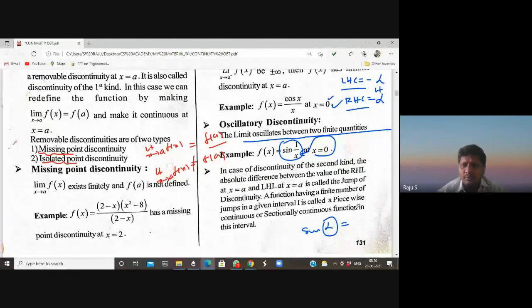We don't know. Anyhow, we know that sin infinity is a finite value. Maximum is plus 1, minimum is minus 1. So the limit oscillates between finite quantities. So sin infinity lies between minus 1 and plus 1. It oscillates between finite values, but we don't know what the exact answer is here.